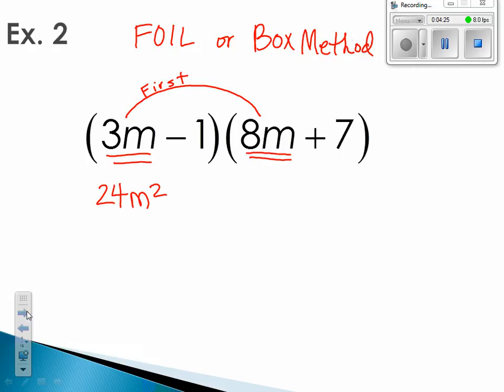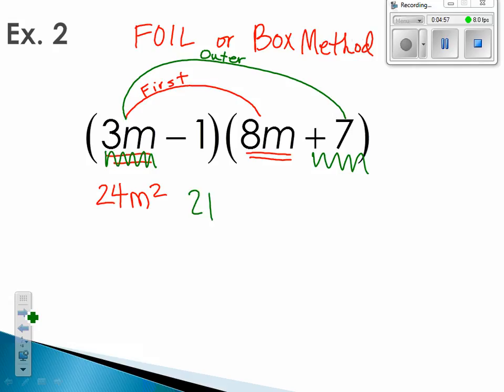Now we've got to multiply the outside two together. Like if this were a sandwich, they would be the pieces of bread. So my two numbers on the outside would be 3m times 7. See how they're kind of the bread of the sandwich? So 3m times 7, this is my outer terms. 3 times 7 is 21. M doesn't have anything to be multiplied with, so it's just going to be a 21m. Now 21 is positive, so let's just put a plus sign.